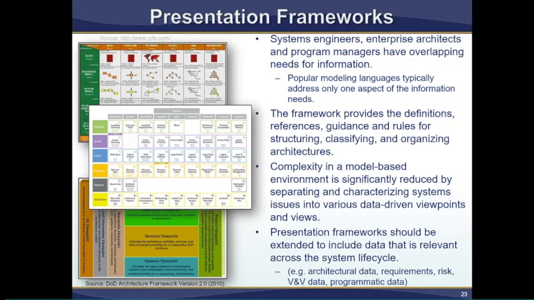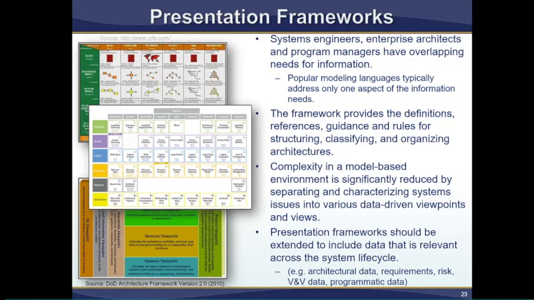So we have to be able to look at these presentation frameworks and figure out what information is actually needed as we go forward in a model-based systems engineering environment. So we should be able to include the architectural data requirements, even V&V data, right? How are we going to test it, the test matrix and stuff like that. So I think this would help a lot, especially to address complexity.